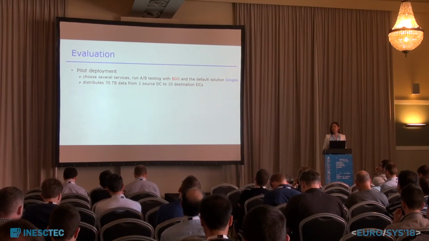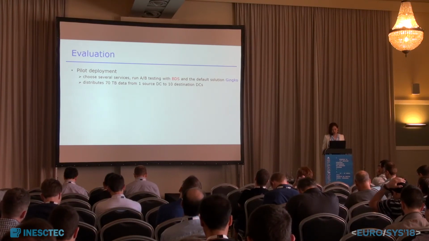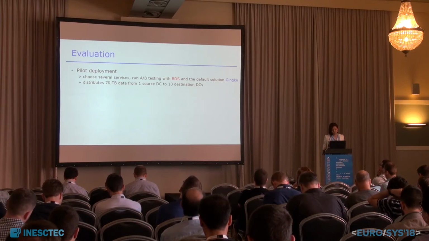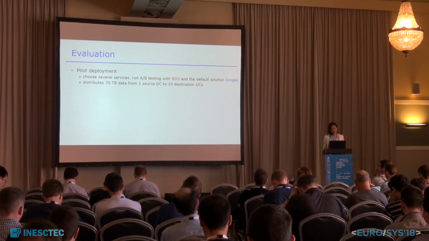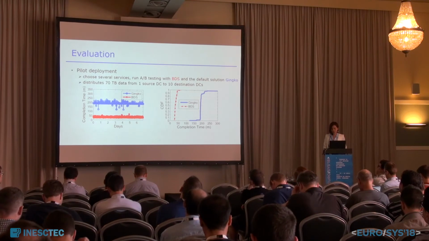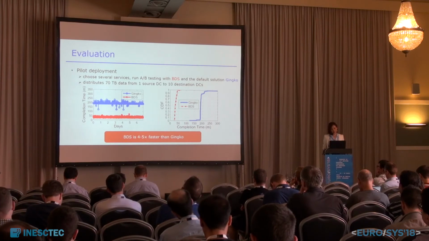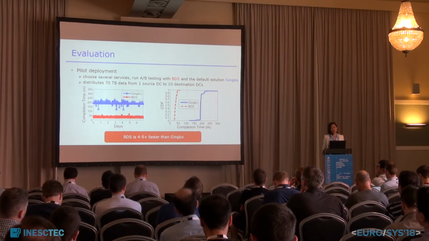Baidu's current solution for inter-DC multicast is called Ginkgo. So we begin by evaluating BDS and Ginkgo on one service that needs to distribute 70 terabytes of data from 1 source data center to 10 destination DCs. And these figures show the details and the CDF of the completion time on each destination server. Of course, lower is better. And from these figures, we can see that BDS consistently outperforms Ginkgo by 4 to 5 times.